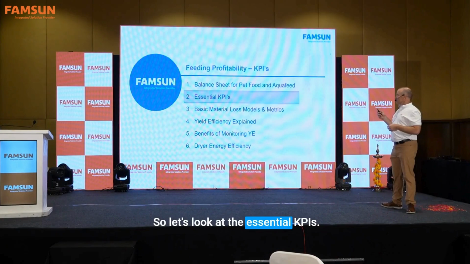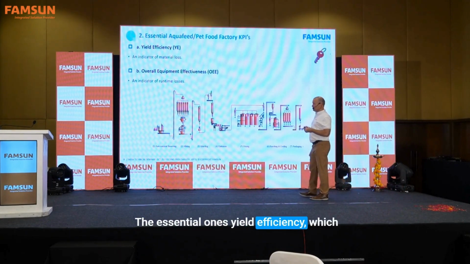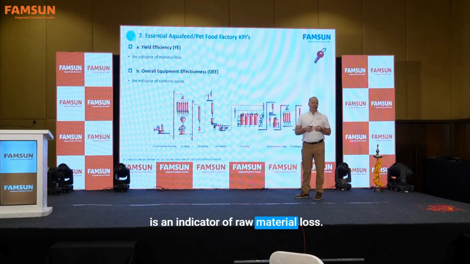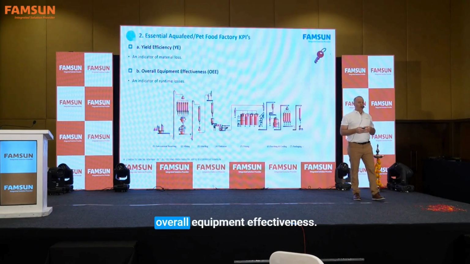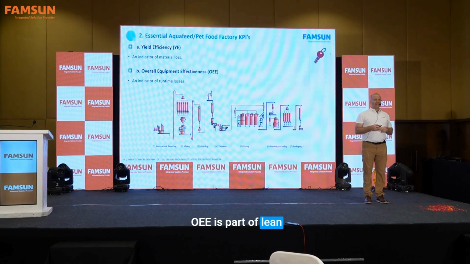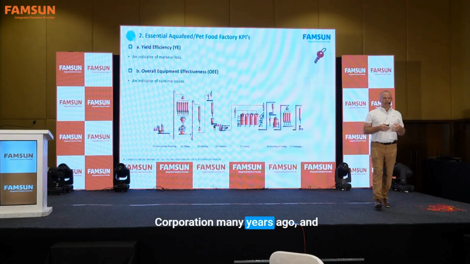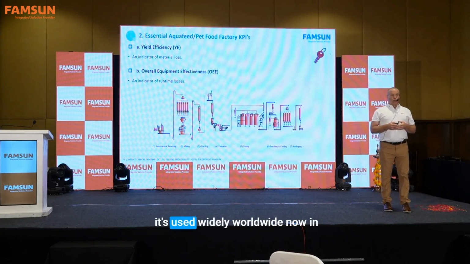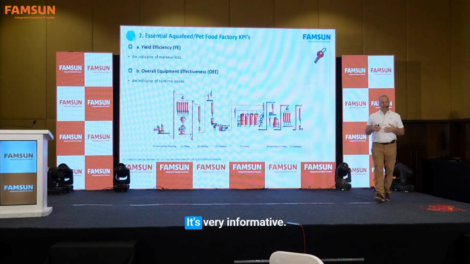So let's look at the essential KPIs. I call these two the essential ones: yield efficiency, which is an indicator of raw material loss, and the second one is OEE, or overall equipment effectiveness. OEE is part of lean manufacturing principles. This was developed by the Toyota Corporation many years ago, and it's used widely, worldwide now in many manufacturing operations. And you'll see why in a minute. It's very informative.